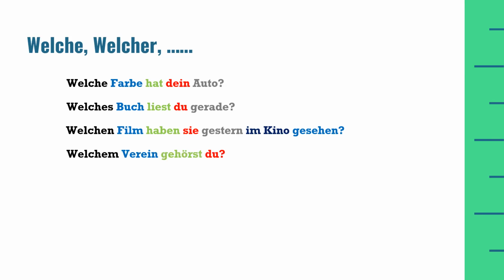Next example: Welchem Verein gehörst du? Which organization do you belong to? Now, the reason we have used welchem here is that we have used the verb gehören, and gehören is a dative verb. Therefore, we have to use the ending from the dative case for welche. So it is: Welchem Verein gehörst du?